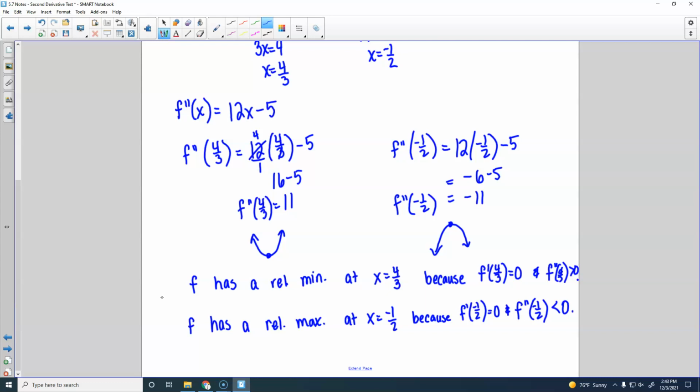Correct. If you wanted to add in something about concavity, you could, but this is the bare minimum that you have to write. And you can't just say concavity, you have to tell the concavity because of the second derivative, so you might as well just say second derivative.